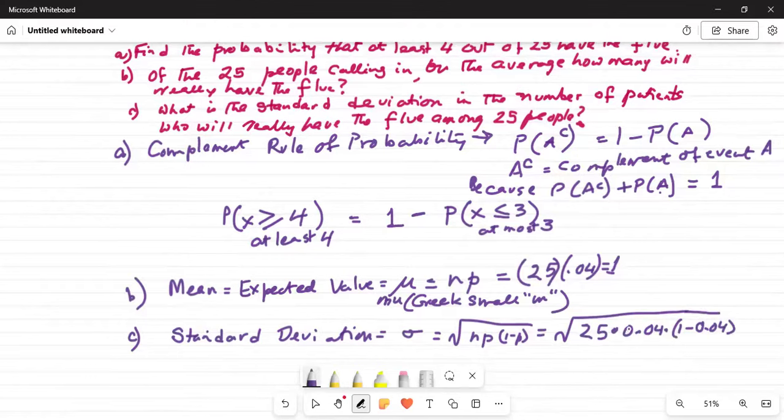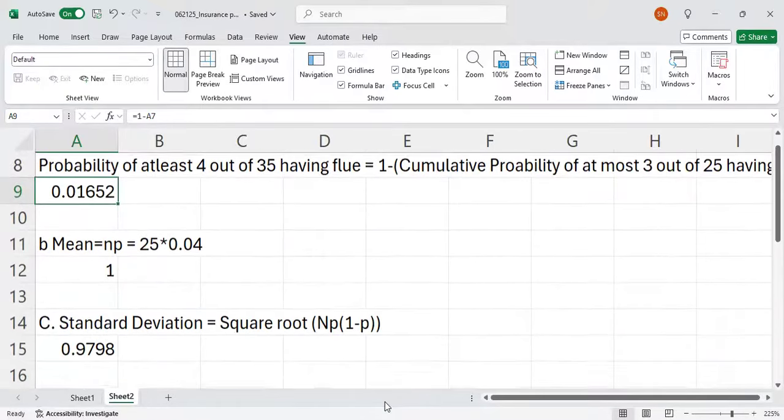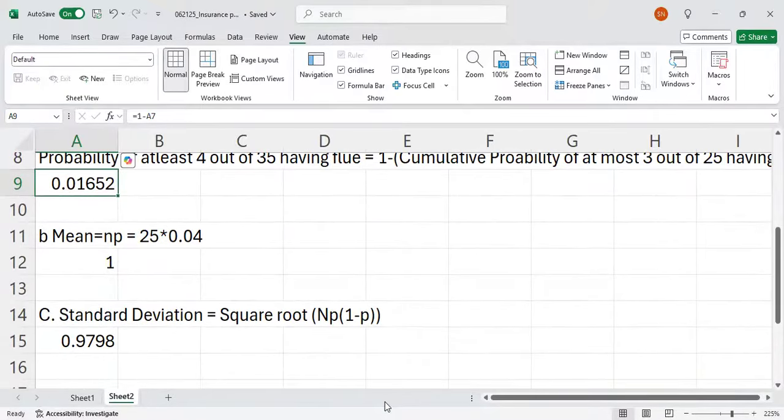So let's go back to Excel to see how we use these formulas. Let me share my Excel screen with you. Okay, so if I move up, the mean is n times p, 25 times 0.04. What is the meaning of this number 1? It means on the average 1 out of 25 people will really have the flu.